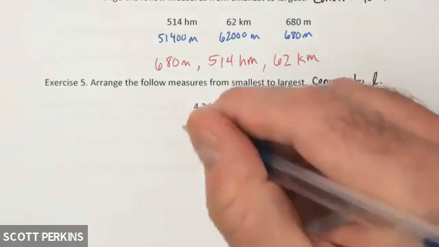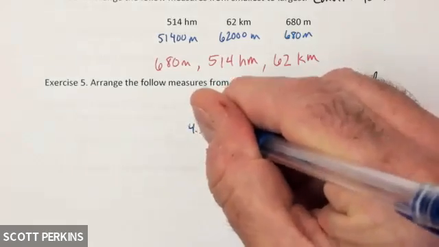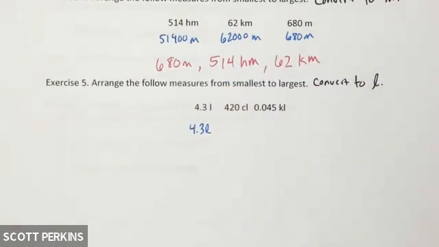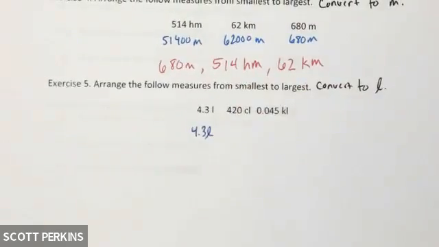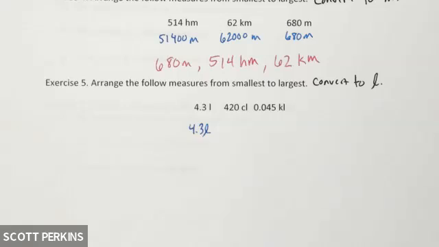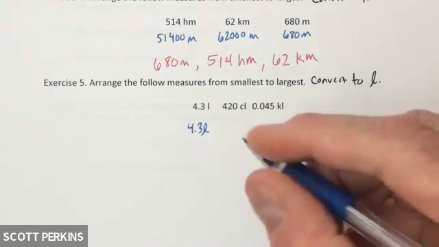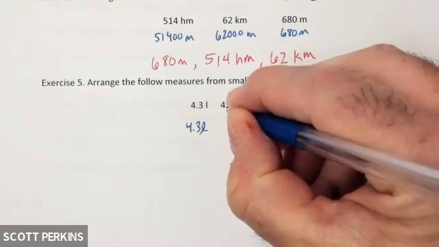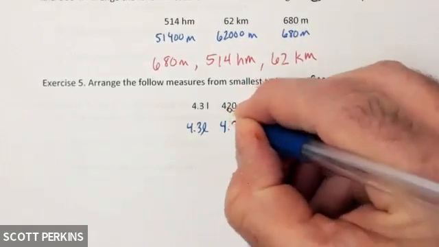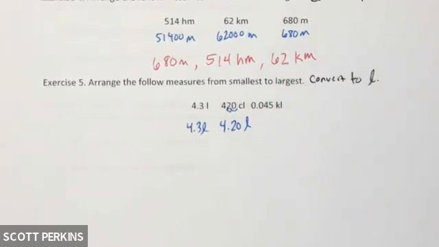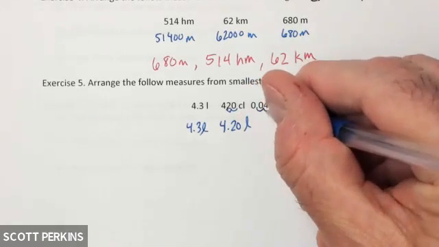All right, so the first one, the 4.3 is already liters, nothing to do there. The second one is 420 centiliters. So to convert centi to liters, I move 2 to the left. So 1, 2. So that's 4.20 liters. And then the 0.045 kiloliters, to turn kiloliters into liters, I move 3 decimals to the right. So that's 1, 2, 3.